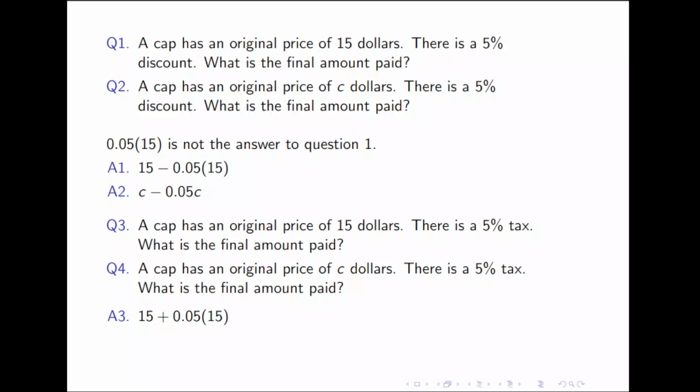The answer to question 3 is 15 plus 0.05 times 15. The answer to question 4 is C plus 0.05 times C. Notice the similarity. Both answers are the original price plus 0.05 times the original price. We add because a tax means paying more. Earlier, we subtracted because a discount means paying less.